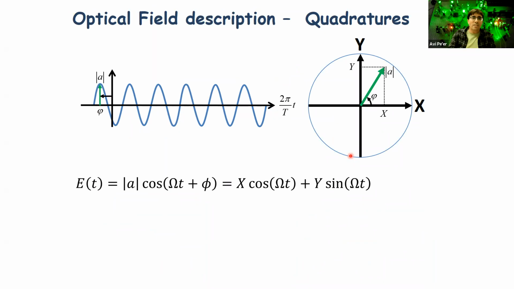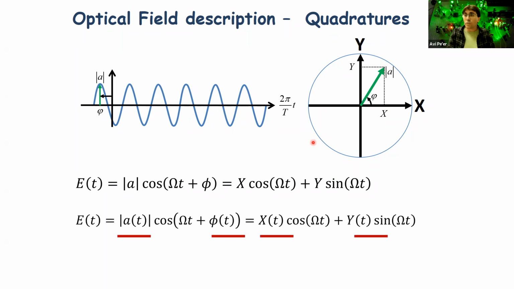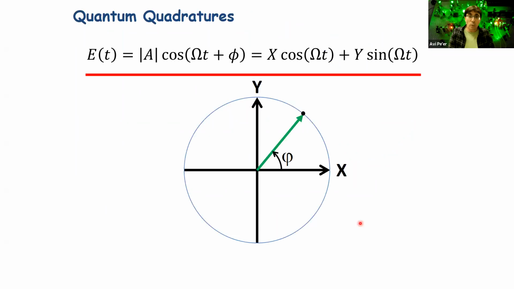So a quick reminder of the classical quadratures. An optical field is characterized by an amplitude and a phase, but of course you can use trigonometry to write this as a cosine term and a sine term. And those x and y are just the real and imaginary parts of the complex amplitude of the field. Now, of course, those can depend on time. If I have a carrier, then the amplitude can vary with time, the phase can vary with time, and that means that the quadratures can be time dependent.